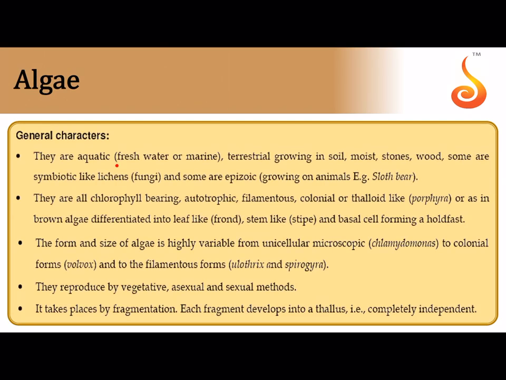Algae, most of them are aquatic, some of them may be growing on soil, on moist stones and wood, okay? And some of them may also grow on sloth bear, that is they are epizoic. Epizoic means they may grow on the surface of other animals. They may exist in the form of a colony, or they may be unicellular, they have chlorophyll in them, and sometimes if they are existing in a thalloid like structure, it means the body has some differentiation, okay, but not differentiation into a root, a stem and a leaf.